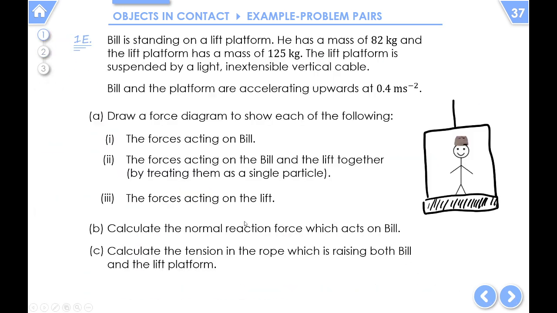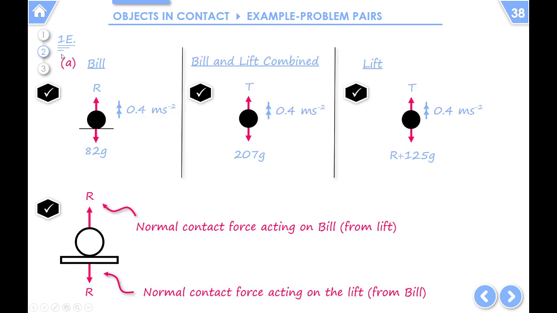Okay, so let's just go back and have a look at part B there. We're going to calculate the normal reaction force which acts on Bill. So when you come across a problem like this, you need to just decide which diagram you're going to use. If you're not sure, you may have to draw all of them out, like this. Now if we want to calculate R, the normal contact force, and we look at these three diagrams, there's only one logical choice, and that is the forces acting on B, because this is the only diagram where R is the only unknown. Bill and the lift doesn't have R, and the lift on its own has T missing as well, so we can't use that.